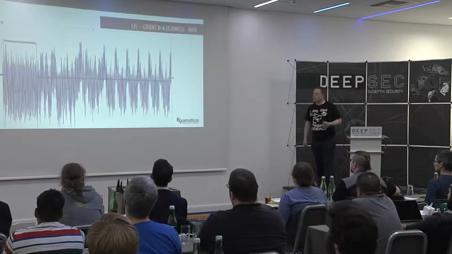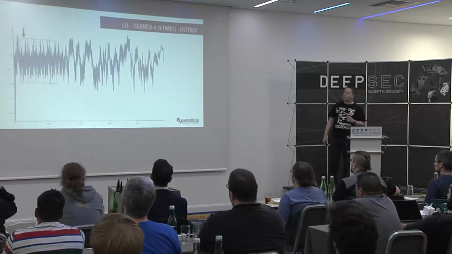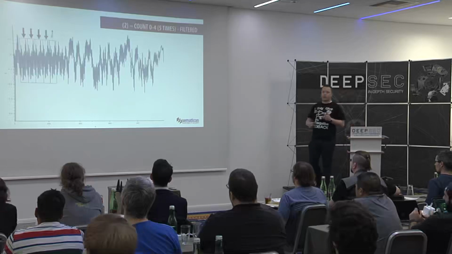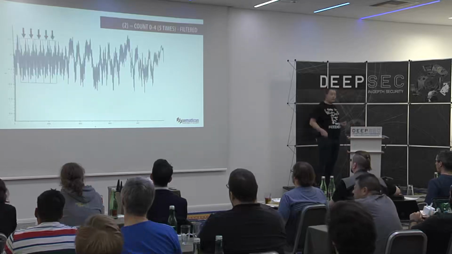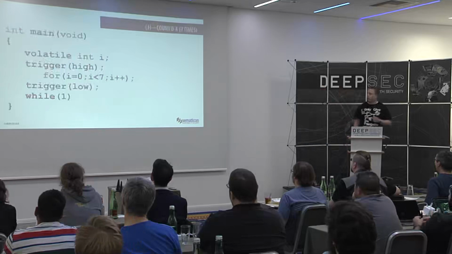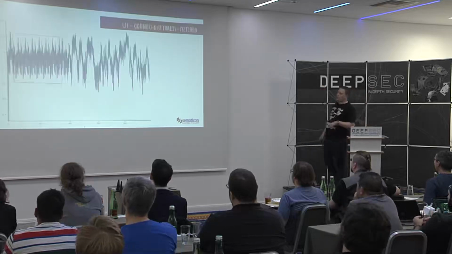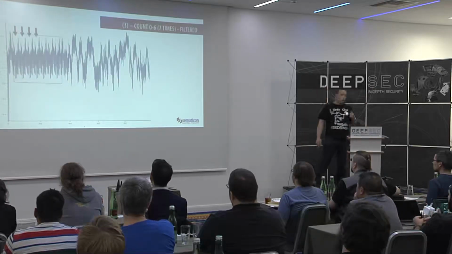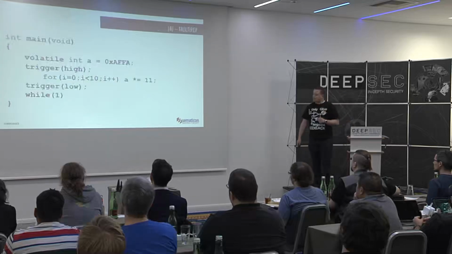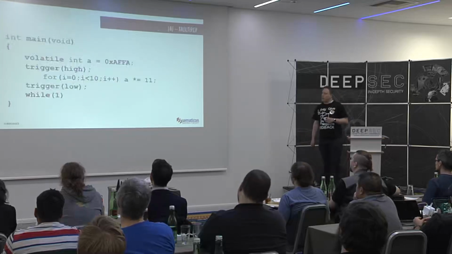Now we put some RF filters in. And what we can now see is 1, 2, 3, 4, 5. So we know that we've counted up to 5. Let's do it for 7. Same thing, filter. And we have 7 counts. Do a multiplication now. Same thing.